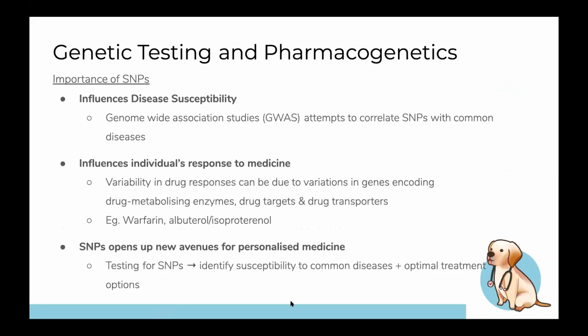So if we know what kind of genes you have, that's going to allow us to recognize what kind of diseases you're more susceptible to. And then we might be able to essentially change your treatment so that we can make it more personalized to you as an individual. And that basically opens up many avenues for different kinds of treatments into the future.